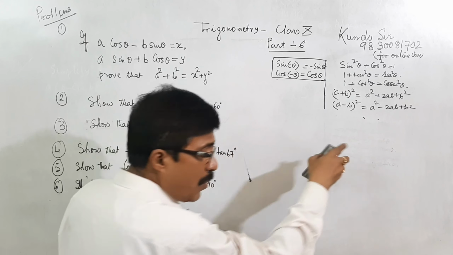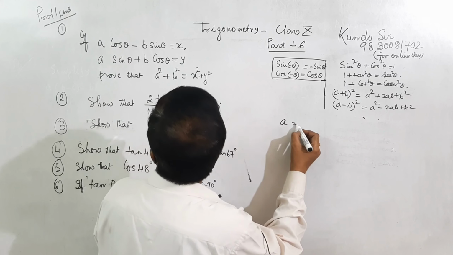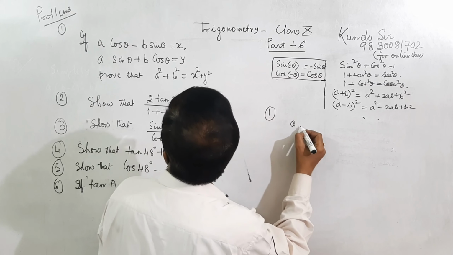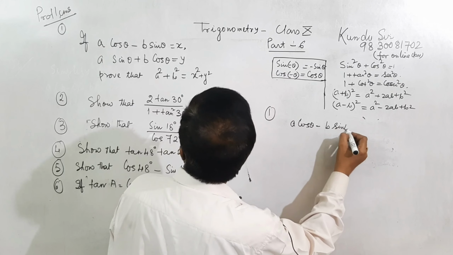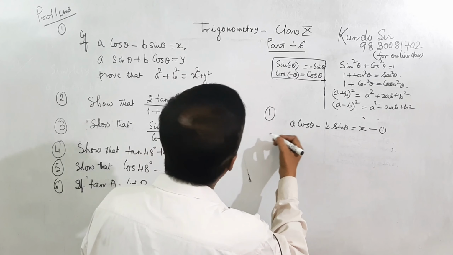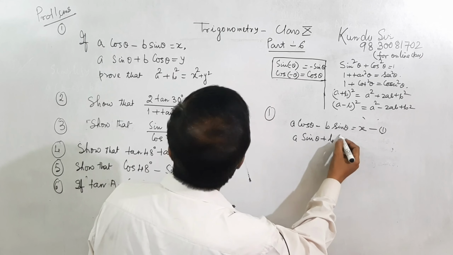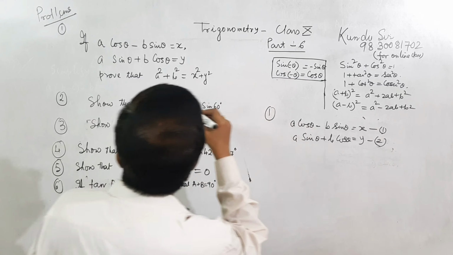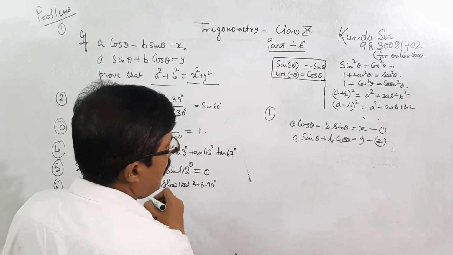Given a cos theta minus b sin theta equal to x, and another is given, a sin theta plus b cos theta equal to y. We have to prove a square plus b square equal to x square plus y square.